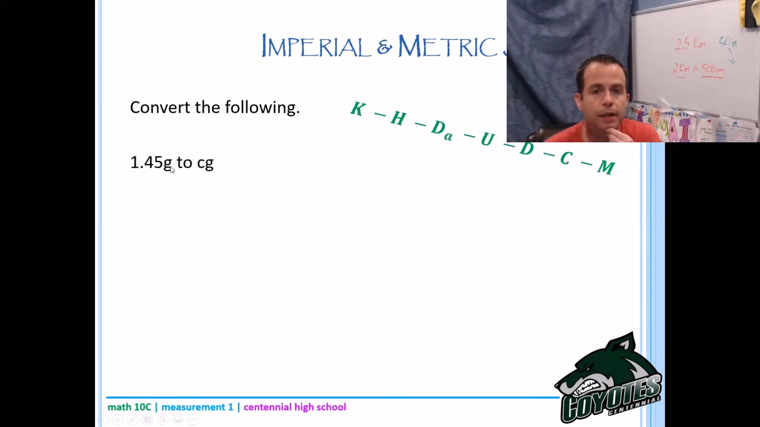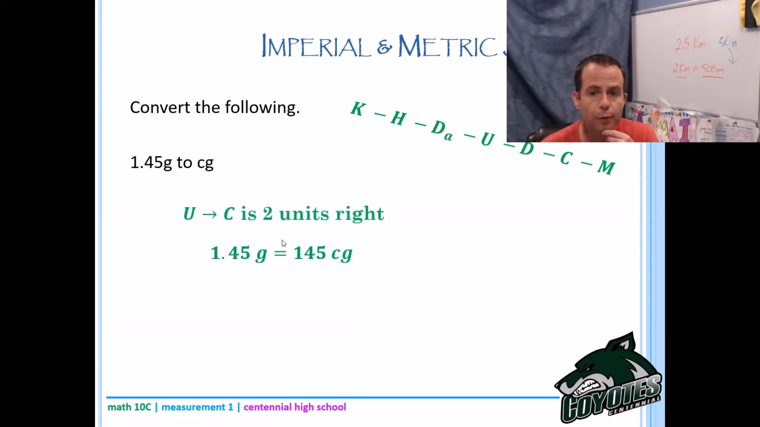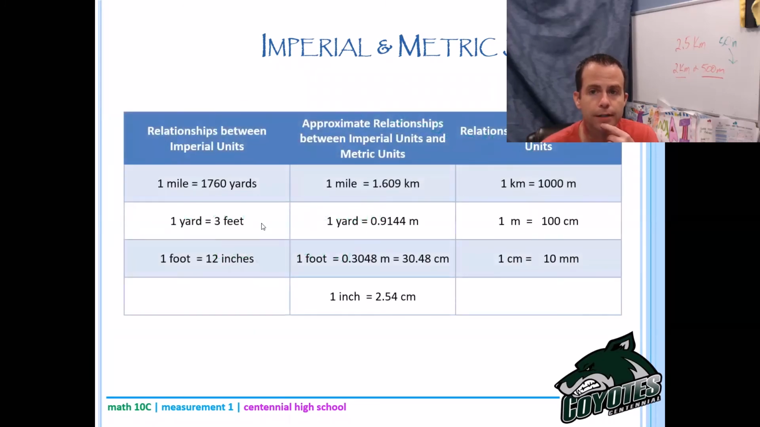All right, 1.45 grams to centigrams. So grams is my unit. I'm moving 1, 2 to the right. And so that would end up being 145 centigrams. Okay. All right. So there are some conversions here.